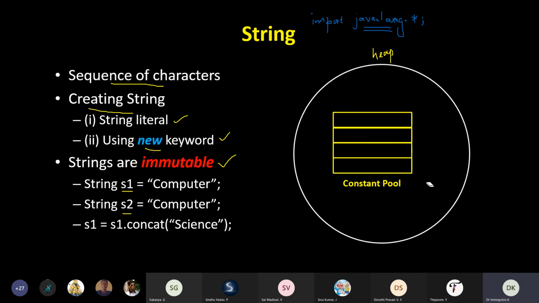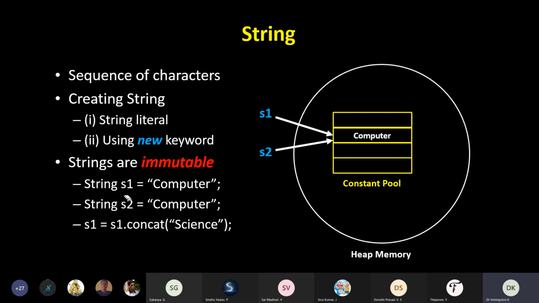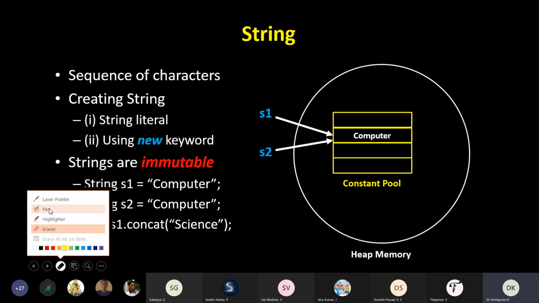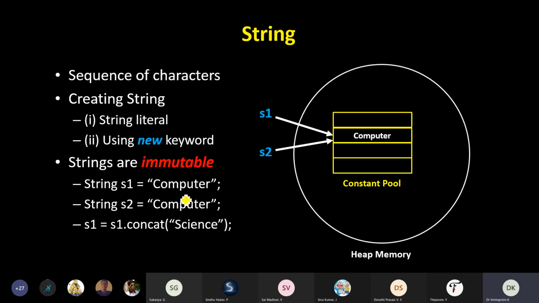Now let's see that two more strings are created. Let us say string s1 equal to "computer". The same thing will happen here, which means if the string "computer" is not present inside the constant pool, then it will be placed inside this constant pool, and now s1 is going to point to this string "computer".